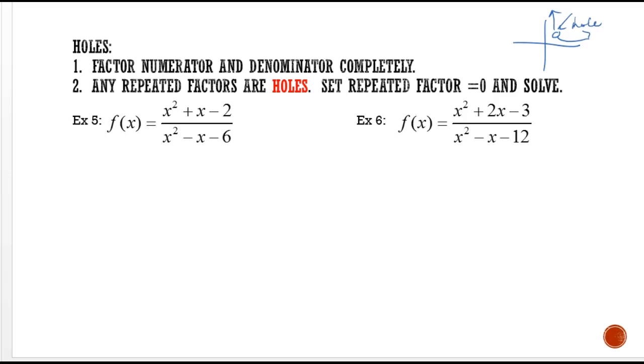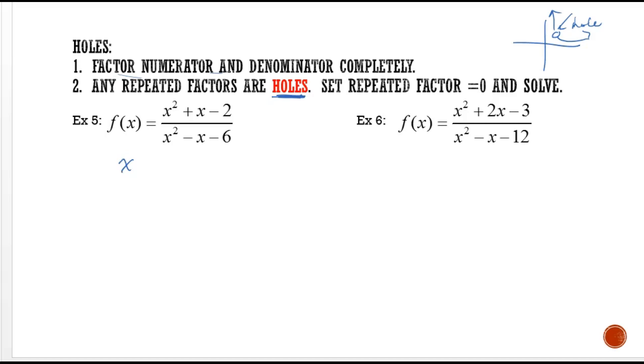So what you're going to do to find the hole is you're going to factor numerator and denominator. And then any repeated factors, like if you have the same factor on the top and the bottom, that's a hole. So we'll set that repeated factor equal to 0 and we'll solve it. So on example 5, let's do this.